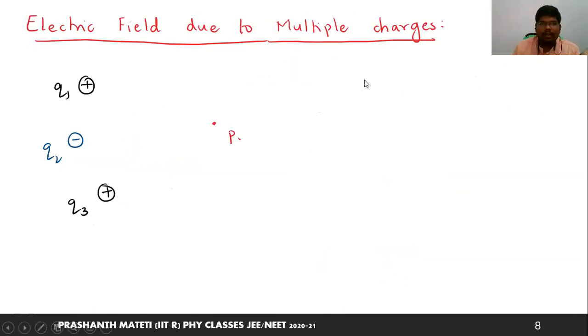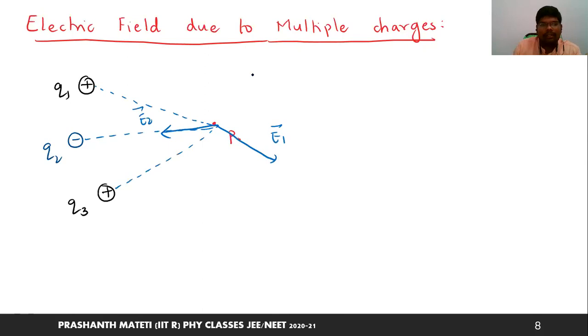And next, what if there are multiple charges? Because of this positive charge, at this point it is going to produce an electric field in this direction, if this is the E1 vector. Because this is a negative charge, it is going to produce an electric field towards it, that is the E2 vector. And this one is going to produce an electric field in this direction, that is the E3 vector.